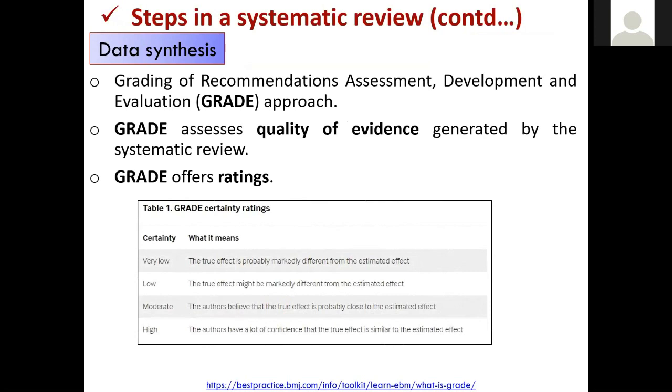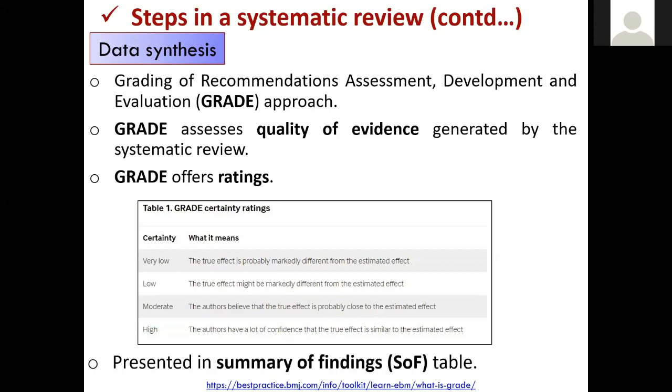The evidence that is generated by a systematic review can be rated as very low, low, moderate, and high. And depending upon these ratings, we can decide upon what kind of recommendations to make for practical use, for clinical use. And these are usually presented in a summary of findings table.